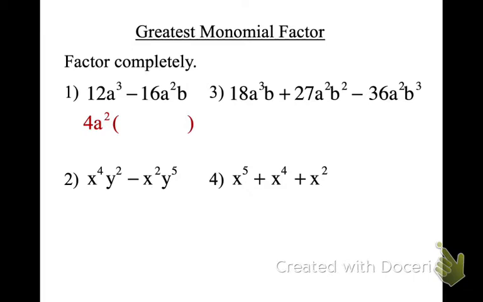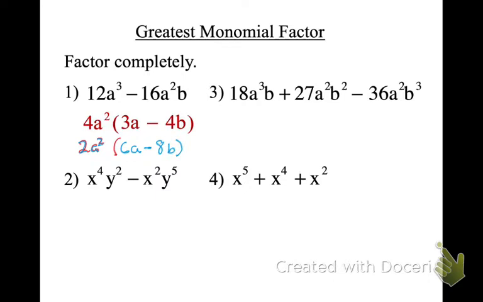So 4a, I'm left with a 3a here in the first term. And then in the second term, I'm left with 4b, minus 4b. Now let's say you had just pulled out a 2a squared. Okay, then you would be left with, let's see, I'll do it right here. 2a squared, 6a minus 8b.